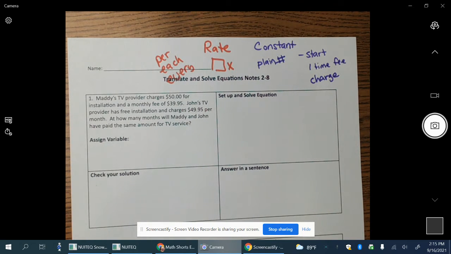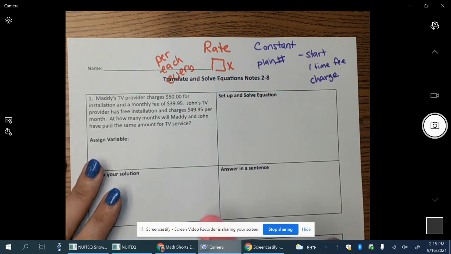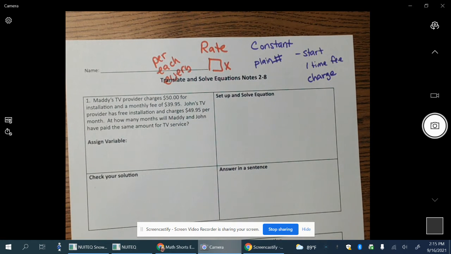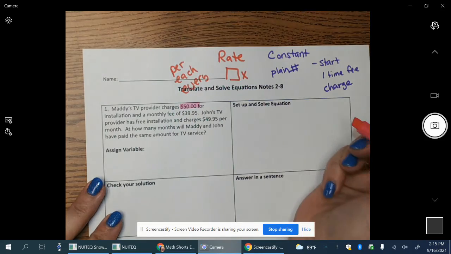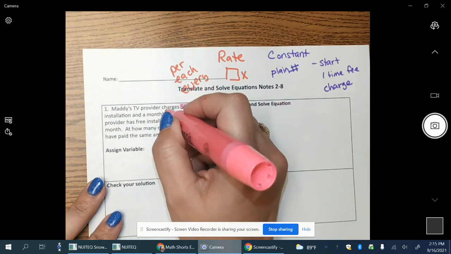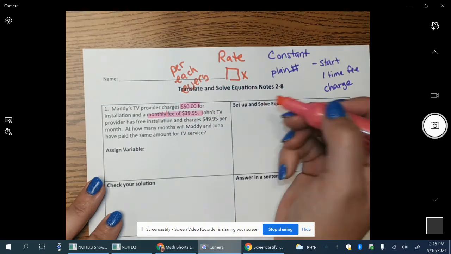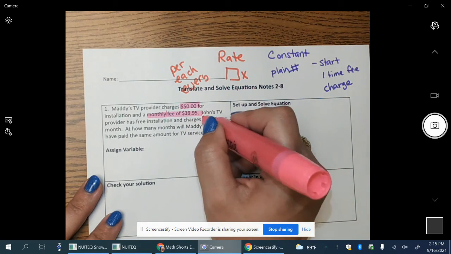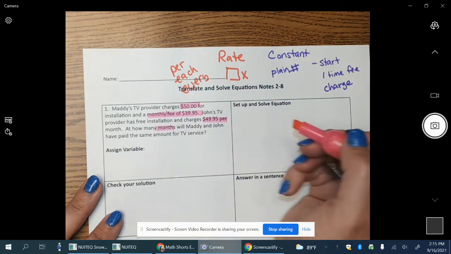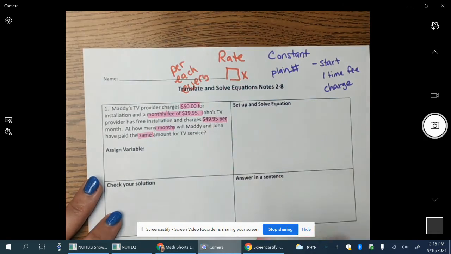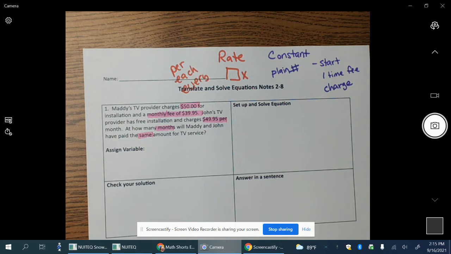Okay? All right. Does anybody like to read? Yes. Okay. We have 6 of them, so Bella, go ahead and read the first one. Maddie's TV provider charges $50 for installation and the monthly fee of $39.95. John's TV provider has free installation and charges $49.95 per month. How many months will Maddie and John have paid the same amount for TV service? Perfect. Thank you.